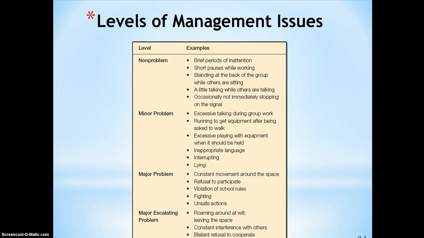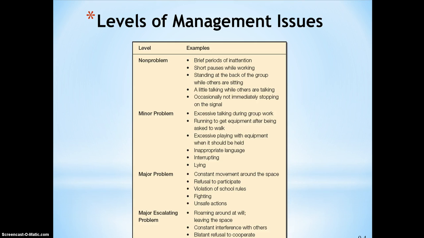Now look at these examples: excessive talking during group work, running to get equipment after being asked to walk, excessive playing with equipment when it should be held, inappropriate language, interrupting, and even lying. For many of us, these may be addressed in the rules that we established. If you do not address them at the beginning of the semester and you allow them to continue in this behavior, many times it's going to escalate and it's going to become a major problem for you in the classroom.